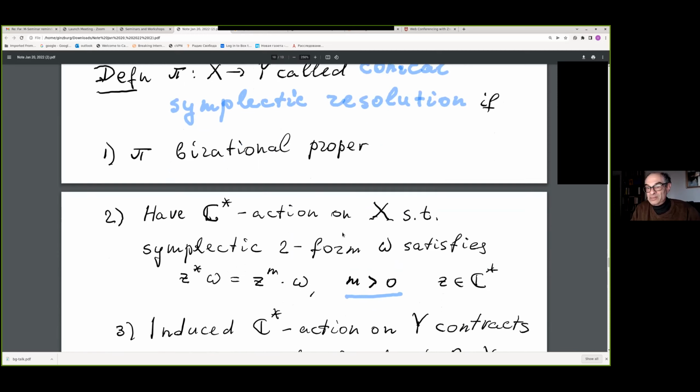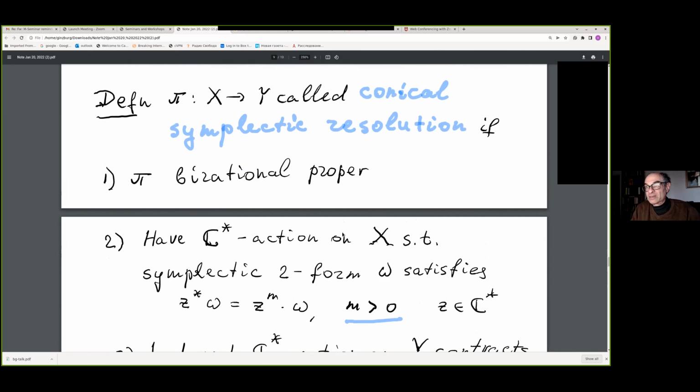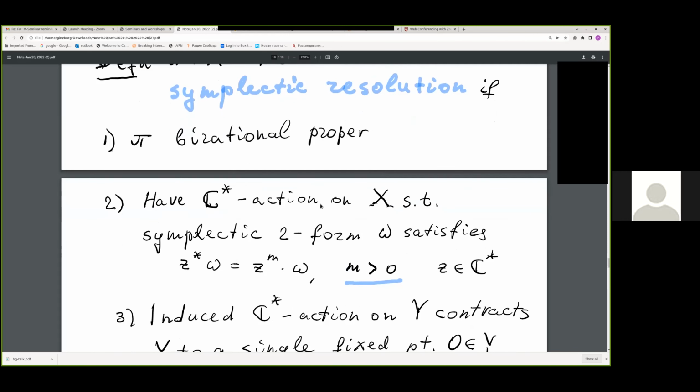This is the situation where I have three properties. First of all, as before, X is algebraic symplectic. Now, this map to the affinization is birational and proper. So essentially, it says that this map is a resolution of singularities of Y. So typically, although X is smooth, Y is very singular. In addition to it, there is one more structure.